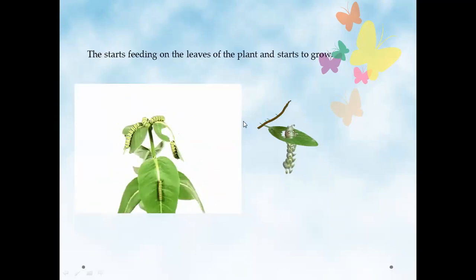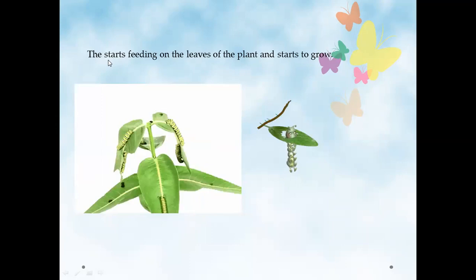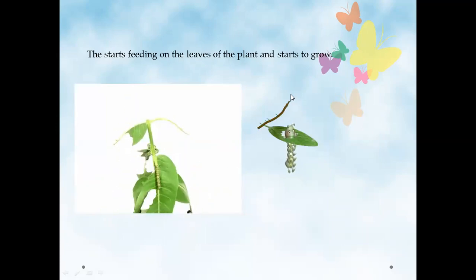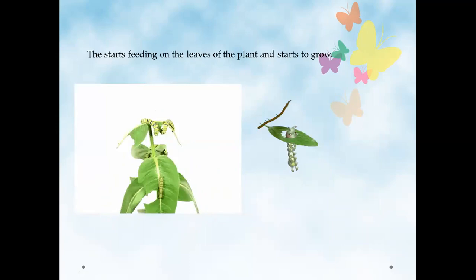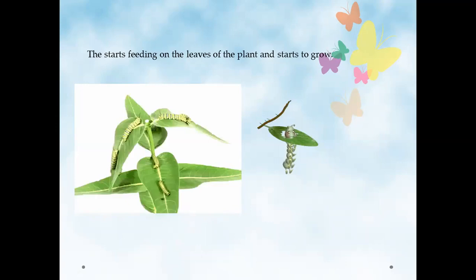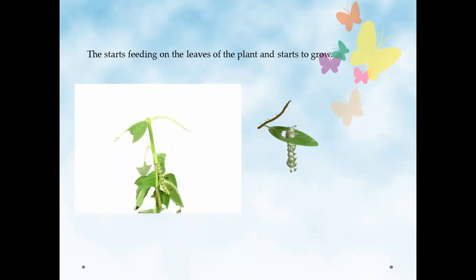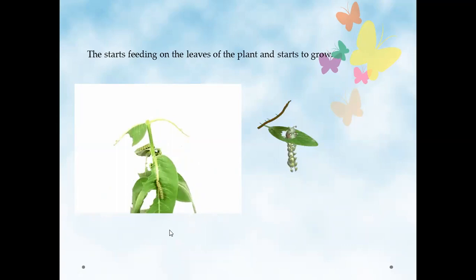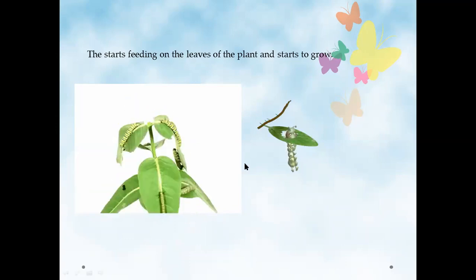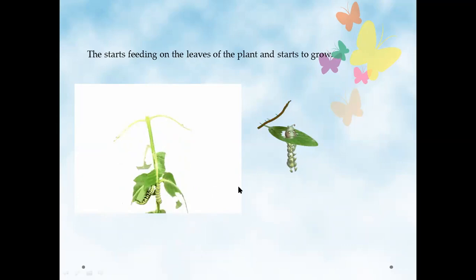Now, in the next stage, the caterpillar starts feeding on the leaves of the plant and starts growing. After eating the shell of the egg, the caterpillar starts feeding on the leaves of the plant. And at this stage, it also starts to grow. Look at this picture. The caterpillar is eating the leaves of the plant. Is it clear? Understood?